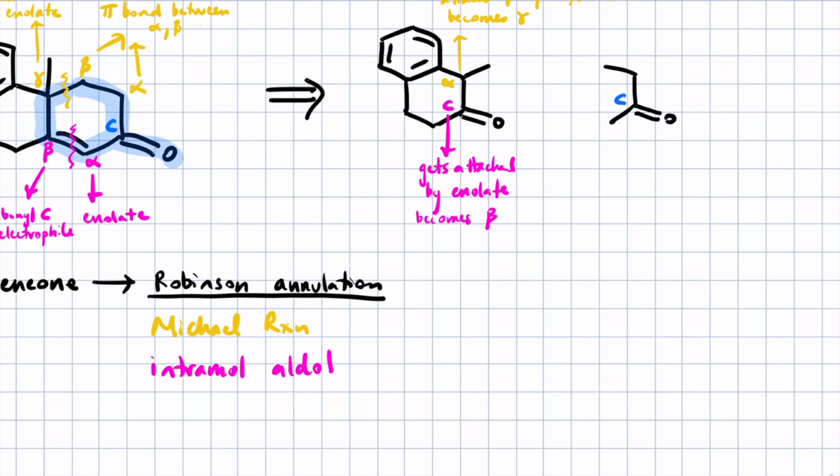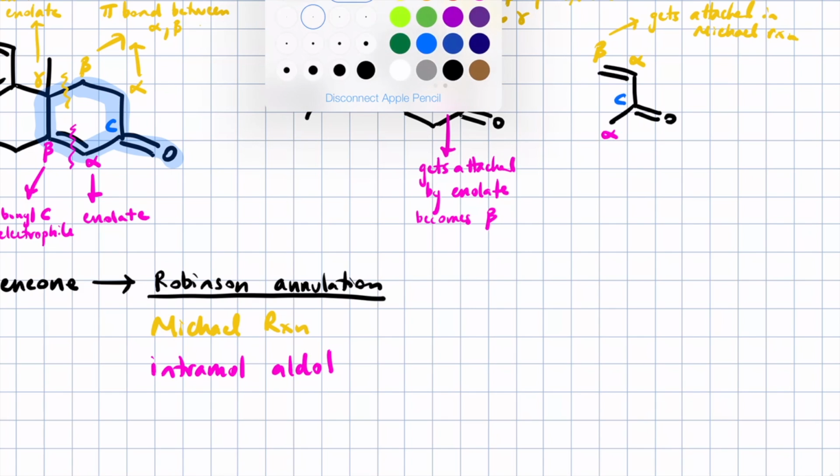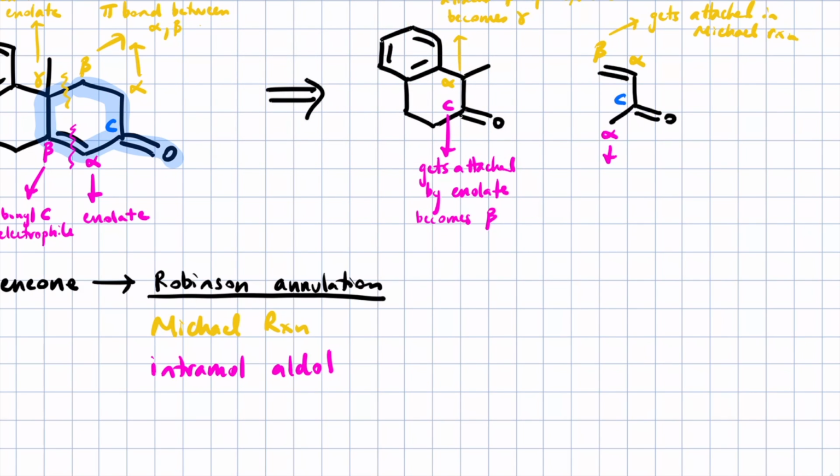And then over here, the other part of the molecule, we have our carbonyl carbon, our, let's see, alpha carbon, pi bond between yellow alpha and yellow beta. And of course, yellow beta gets attacked in the Michael reaction, whereas the alpha proton here attacks the pink carbonyl carbon.